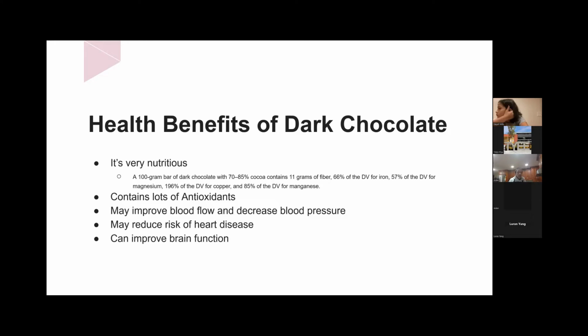Dark chocolate also contains a lot of antioxidants, which help your body. It improves blood flow and decreases blood pressure for some people. And it may reduce risk of heart disease and can improve brain function.